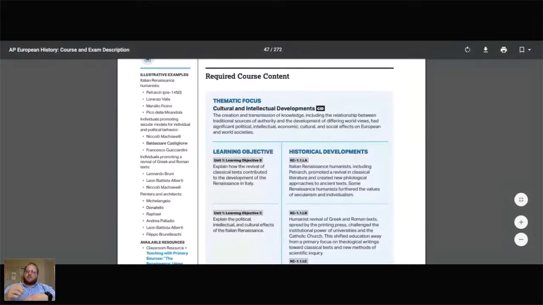Because remember, your thesis should be specific, right? It has to have specific information. The more specific it is, the more detailed it is, the better a thesis it can possibly be.